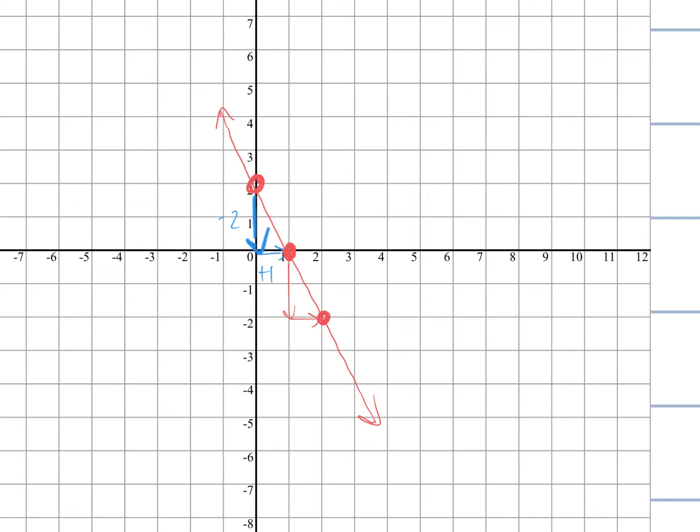Okay, David, what's your question? How come we didn't go to -2? Because remember, you start at your y-intercept. What was my y-intercept? 2. Positive 2. Then we used the slope, which was -2 over 1. So down 2 to the right 1 to find the next 2 points. You got it? Questions?